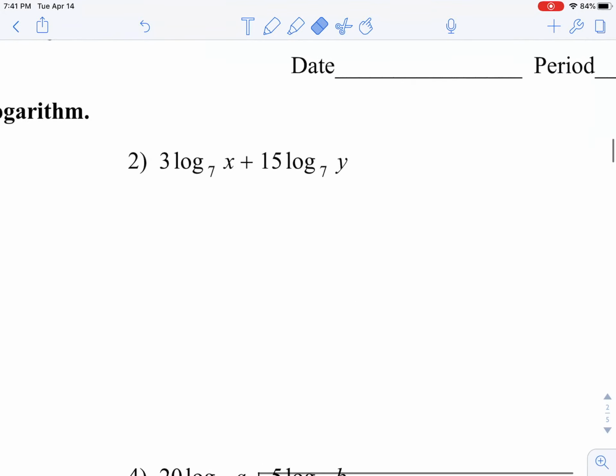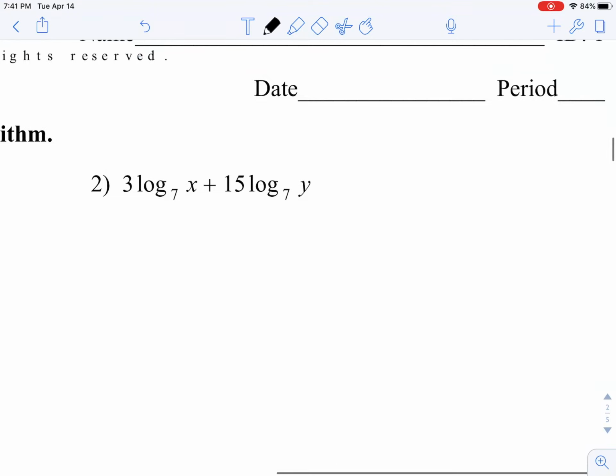Number 2. Now all of these problems are going to have at least 2 steps, maybe more. So we have 3 times log base 7 of x plus 15 times log base 7 of y. Now, it's important the bases have to match, but they're always going to match. Otherwise, they wouldn't be homework problems. So don't worry too much about that. Just know that they're supposed to match.